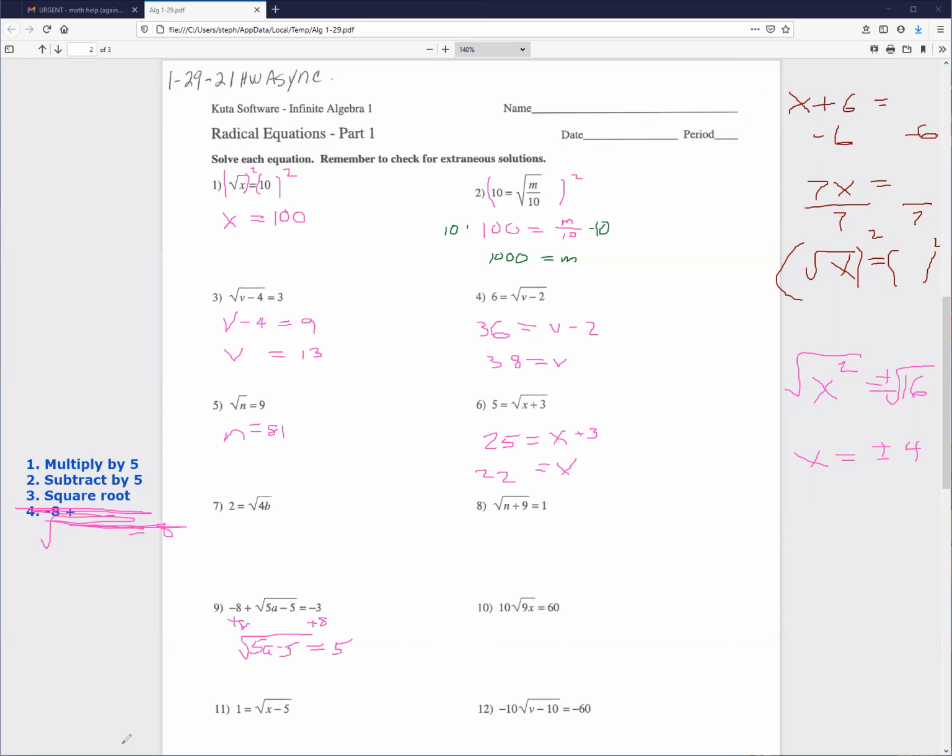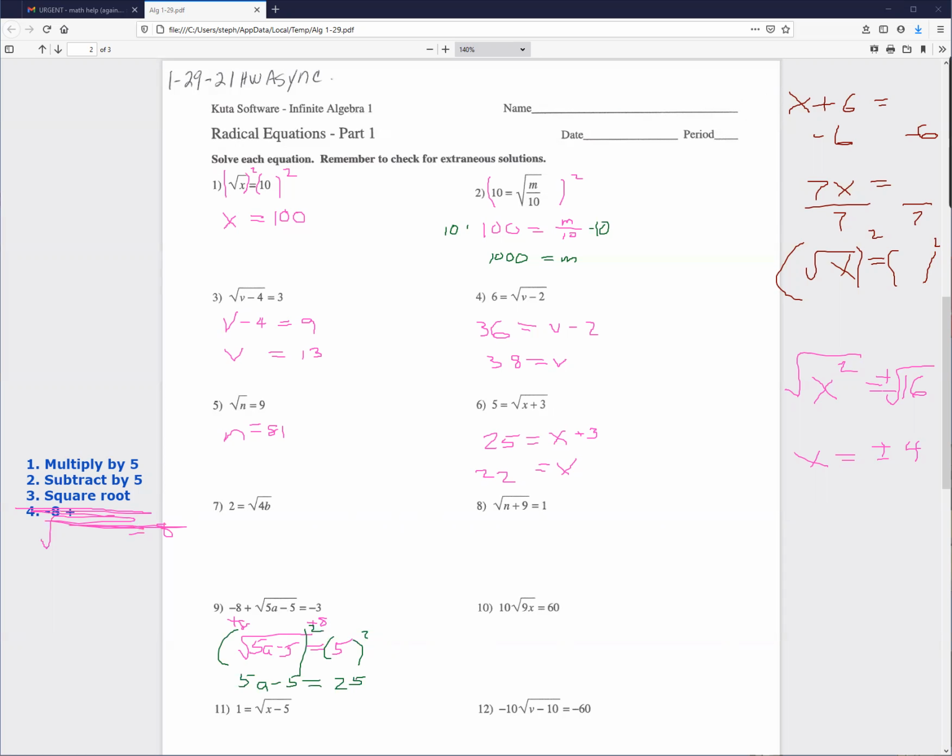Now the next thing we have to strip away, the thing that is outermost to this equation, is the square root. So in order to undo the square root, we're going to square both sides. And so that's going to give us 5a minus 5 equals 25.